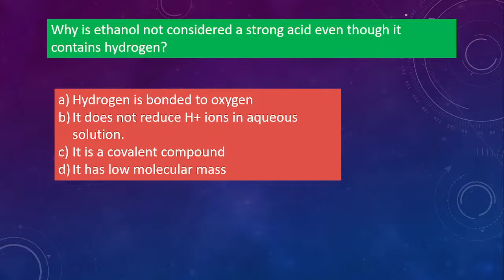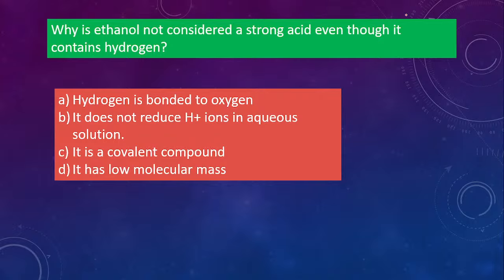Why is ethanol not considered a strong acid even though it contains hydrogen? Okay, I hope you have understood the question. Ethanol has hydrogen in it, right? Formula is what? CH3CH2OH. So there you have hydrogens. If it has hydrogen, why is it not considered a strong acid?